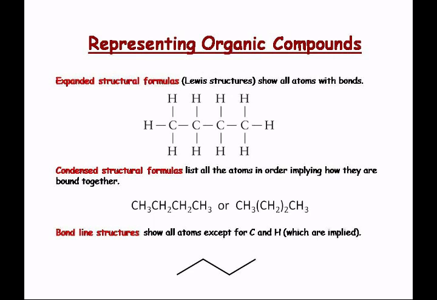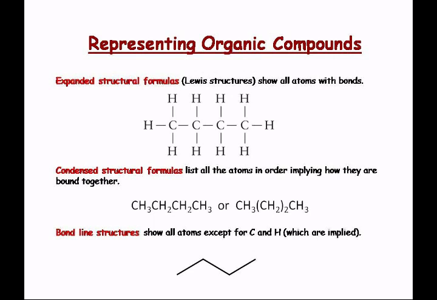The other thing we need to remember, and we always have to remember this, is that carbon can make four bonds, okay? Carbon will always make four bonds. Nitrogen will always make three bonds, oxygen will always make two bonds, and the halogens will always make one bond, okay? So we have to remember that. If we don't remember that, we can't do these formulas, okay?